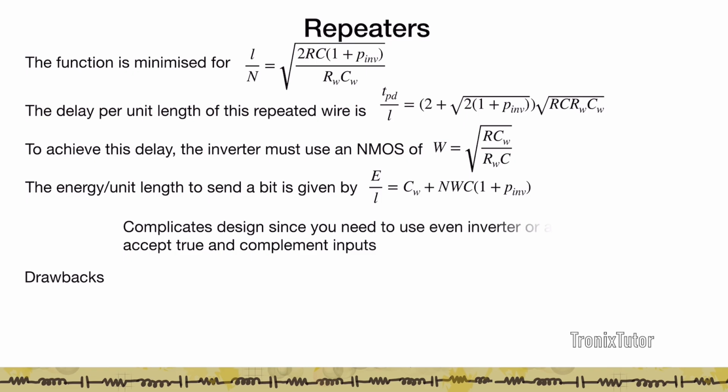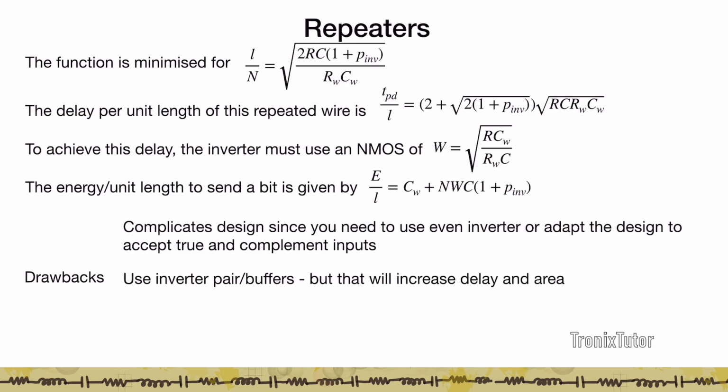So what are the drawbacks of repeaters? Repeaters may sound very interesting and may sound very usable, and obviously they are in special cases, but keep in mind that there are a lot of drawbacks associated with repeaters. Primarily, it complicates design since you need to use an even number of inverters, or you need to adapt your design so that the design can accept both true and complement inputs at the end of the line.